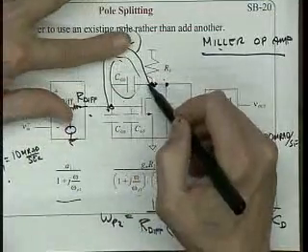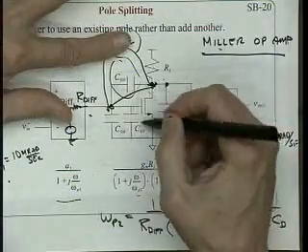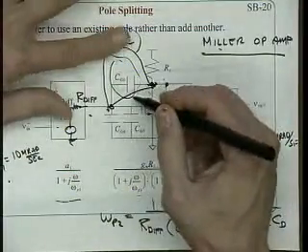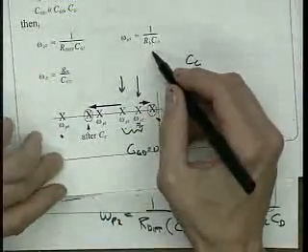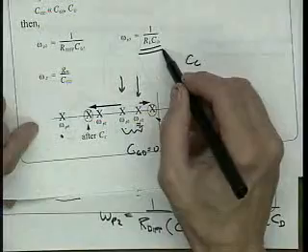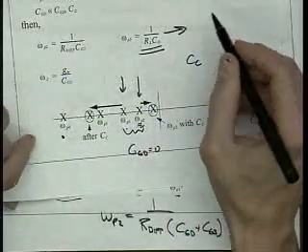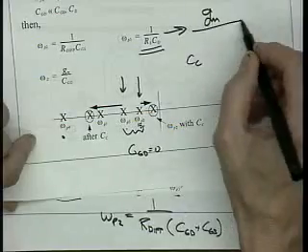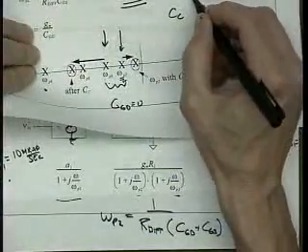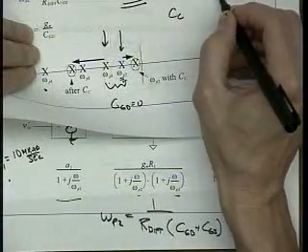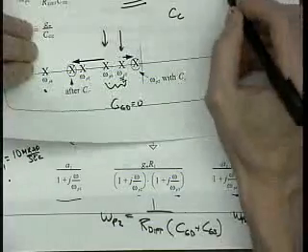This becomes like a short circuit, so it's like we short this together. This becomes like a 1 over GM. So omega P3, which started off as this, ends up going towards GM over CGS plus CGB plus C sub D.